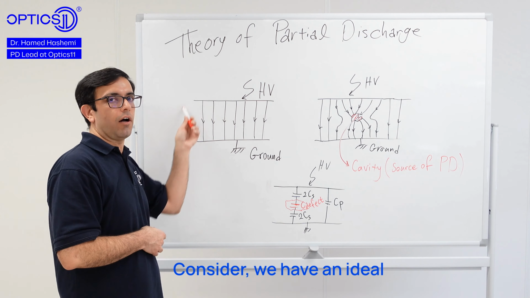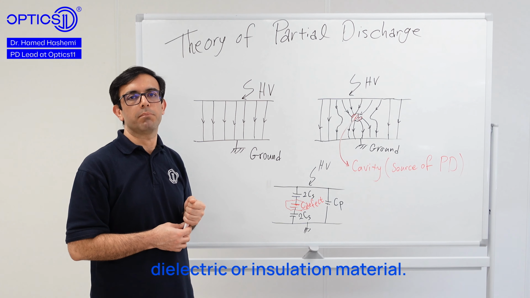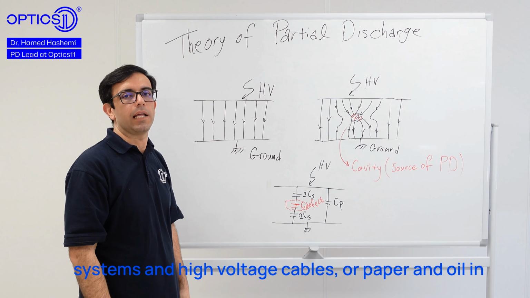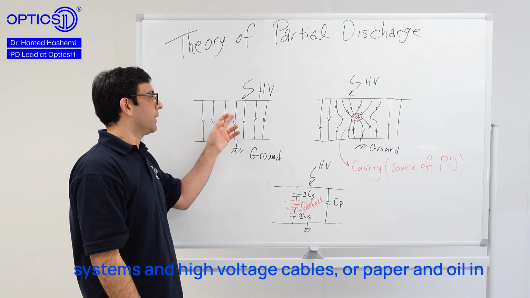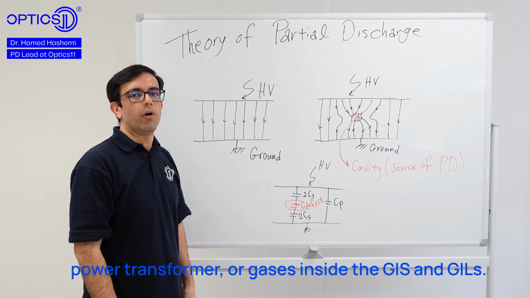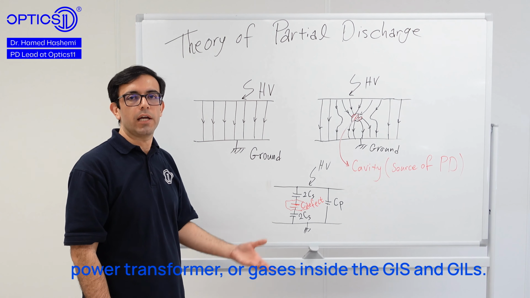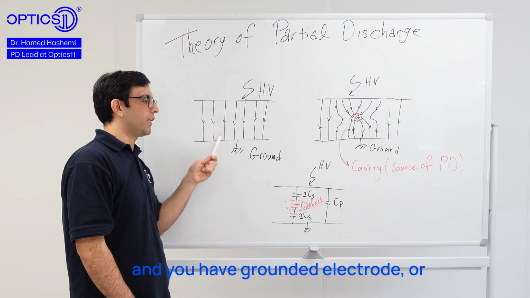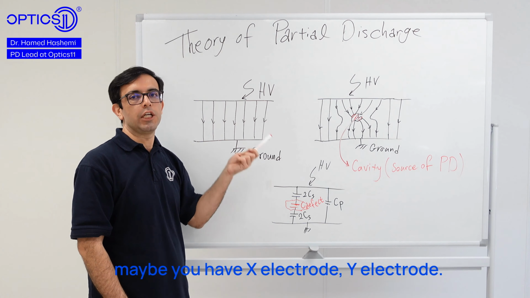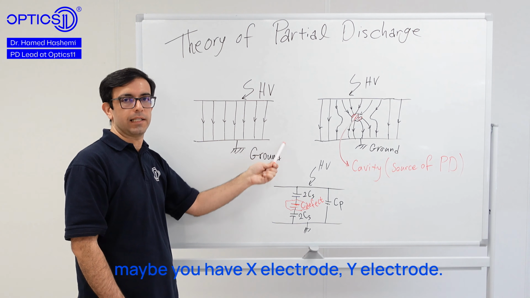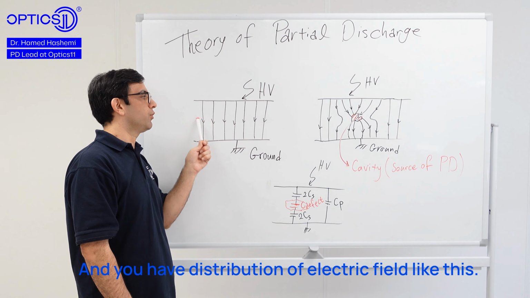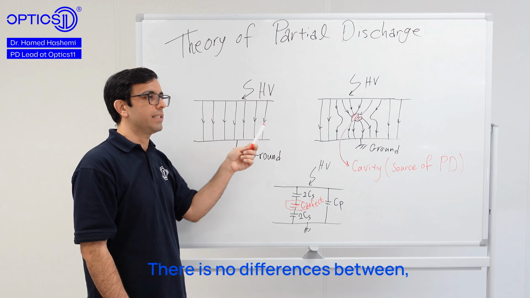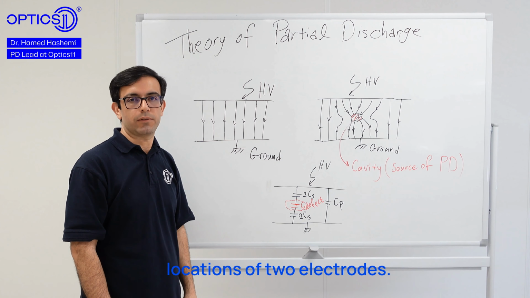Consider we have an ideal dielectric or insulation material. For example, solid insulation materials in cable systems and high voltage cables, or paper and oil in a power transformer, or gases inside the GIS. You have one high voltage electrode and one grounded electrode, or maybe you have an X electrode and a Y electrode, and you have a distribution of electric field like this, and there are no differences between locations between the two electrodes.